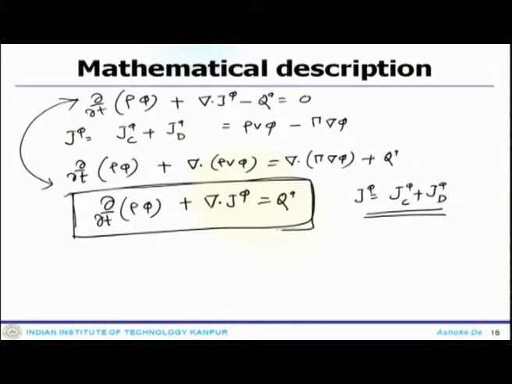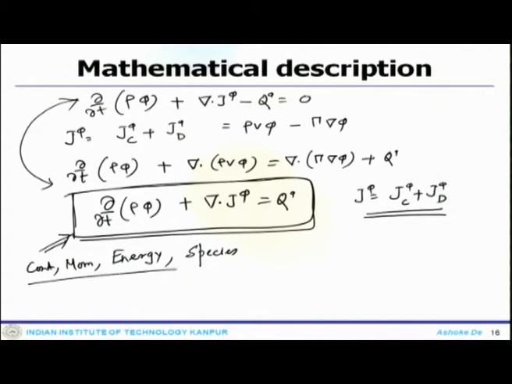So that means if you look at this particular equation, this can be used for continuity, this can be used for momentum, this can be used for energy, this can be used for the species transport equation. You take any transport equation, they can be put together in this particular format.